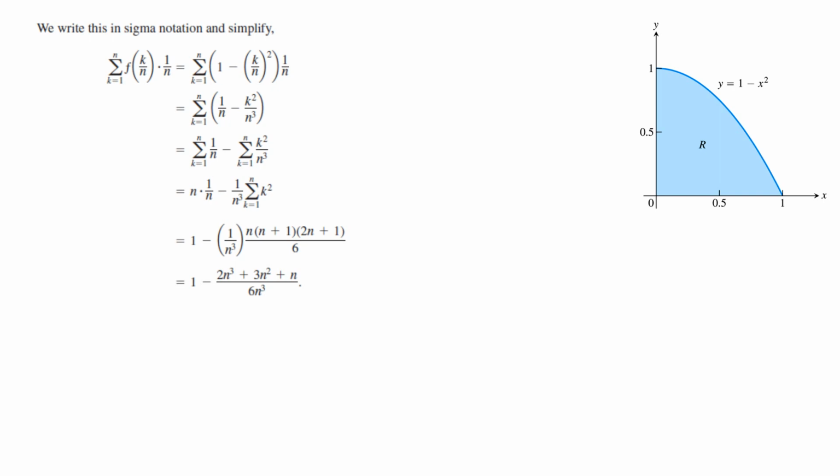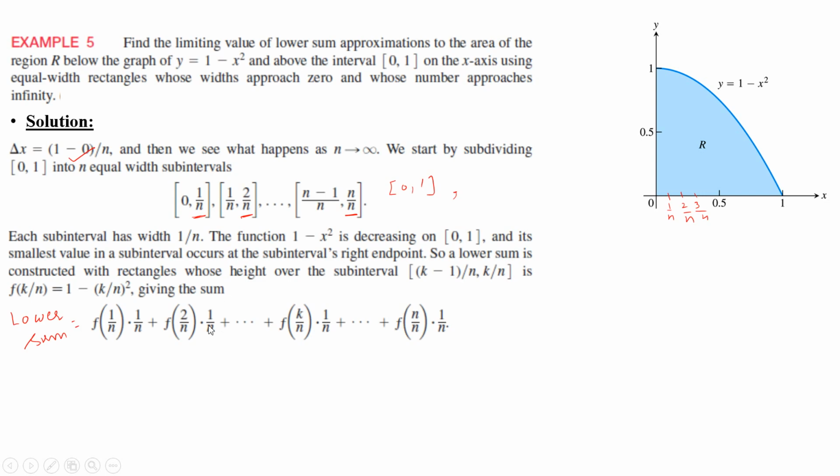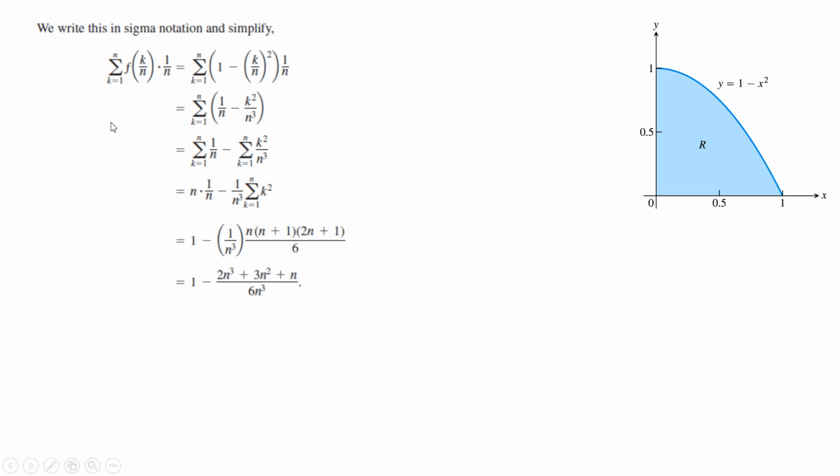And this is the sigma notation of this sum: f of k over n multiplied by 1 over n. So let's have a look at it again. f of 1 over n, f of 2 over n. We have the first term, f of 1 over n, and the second term, f of 2 over n. 1 over n is common in every term. So the kth term consists of f of k over n. That is why this is written as sigma f of k over n multiplied by 1 over n, k varies from 1 to n. Okay.